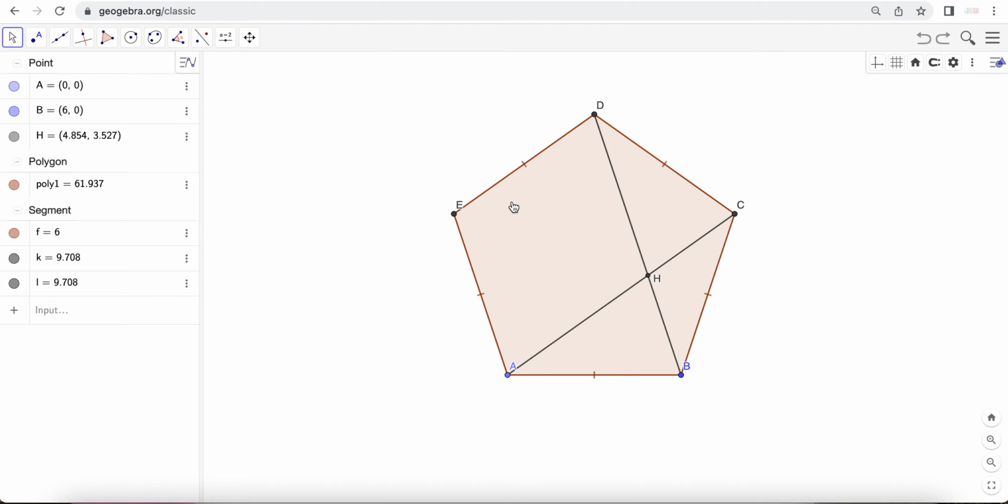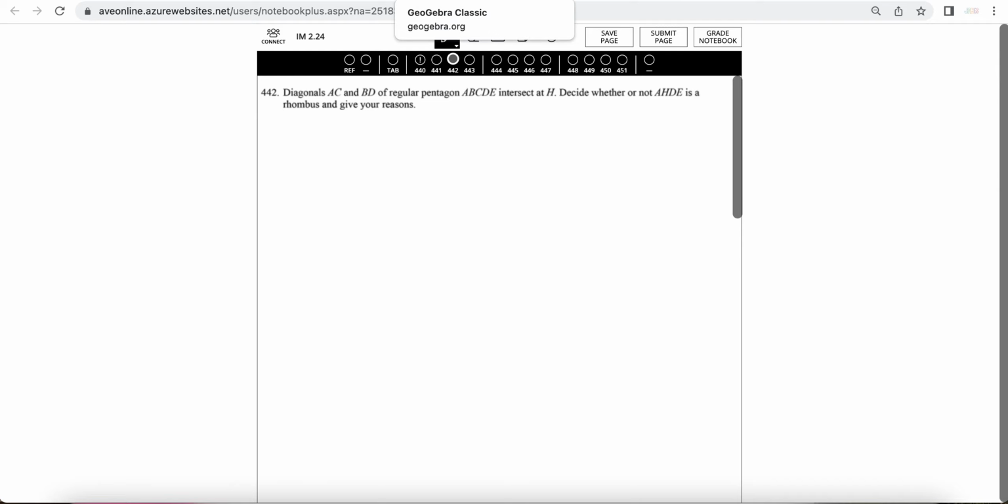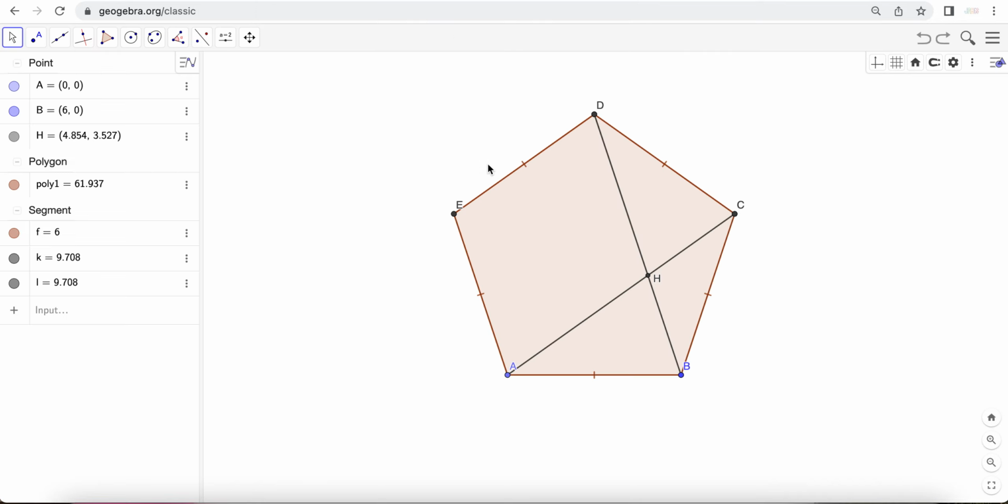I mean, remember, we don't care about the answer as much as we care about learning and about thinking, right? And about getting the most we can from every problem, not just an answer. So this problem is, can we decide whether or not AHDE is a rhombus and give our reasons? That's the question we're trying to answer, but we're trying to explore as much mathematics as we can in pursuit of that answer, and maybe even after the answer.